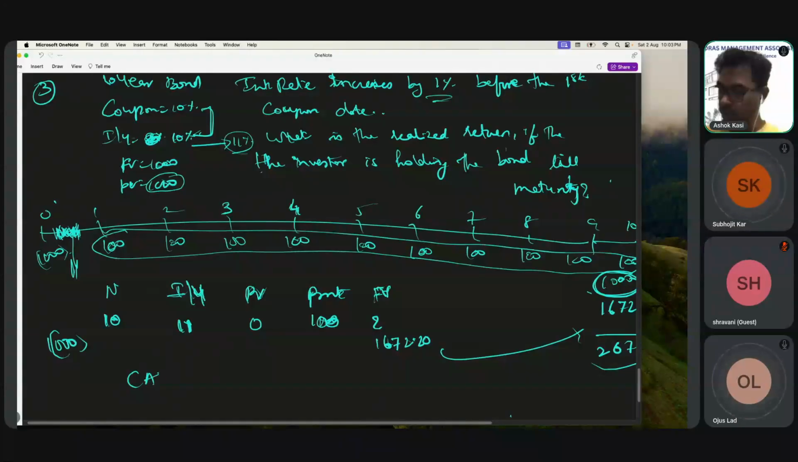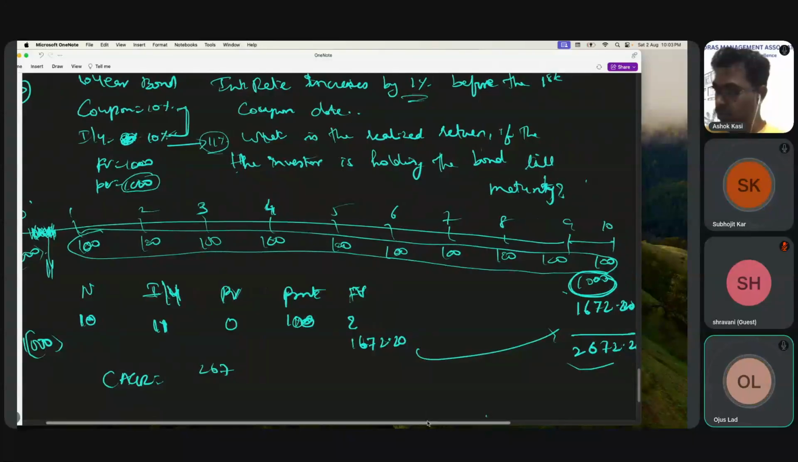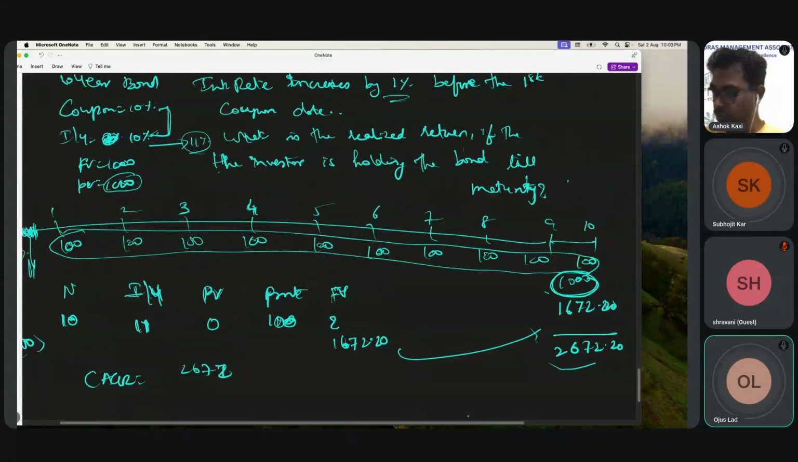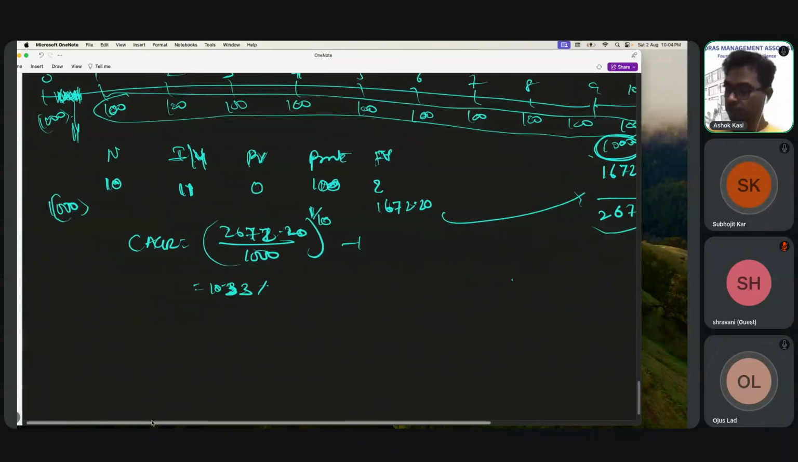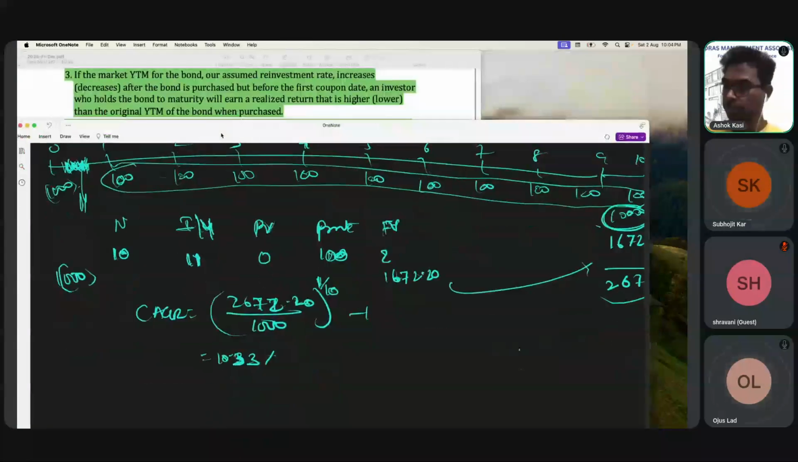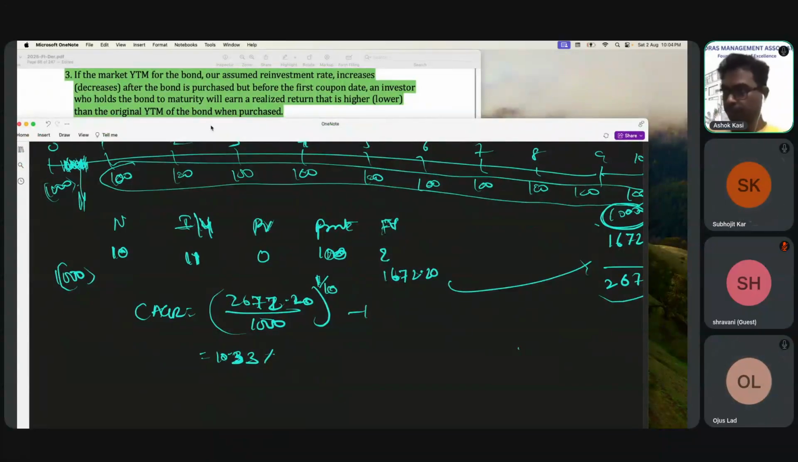So now you calculate the CAGR. It will be 2672.20 divided by 1000, raised to 1 by 10, minus 1. So 10.33%. Which is more than 10 now, right? Yeah. So this is what it says. Understood this point? Yes.